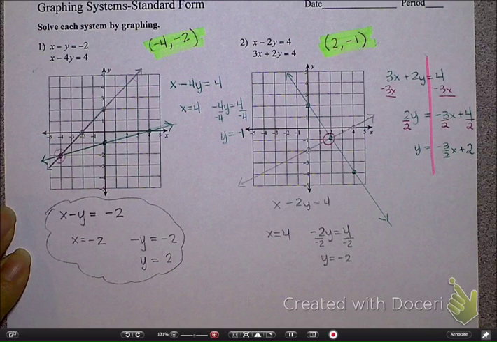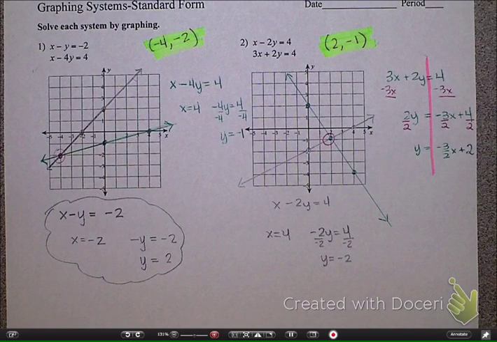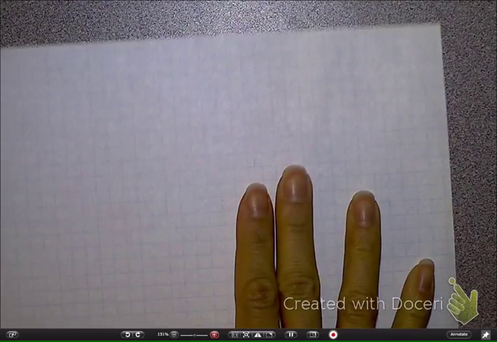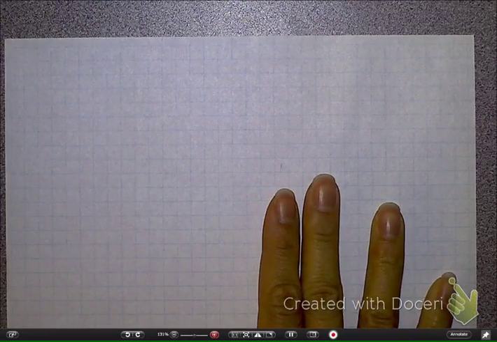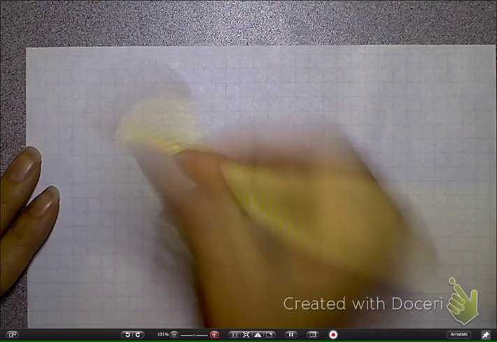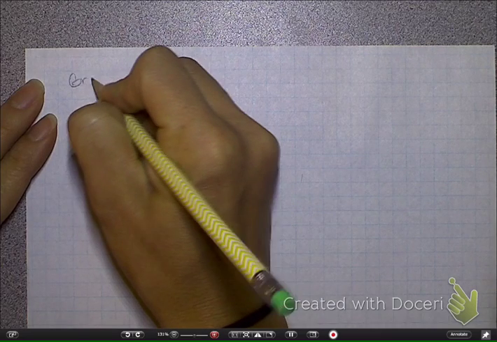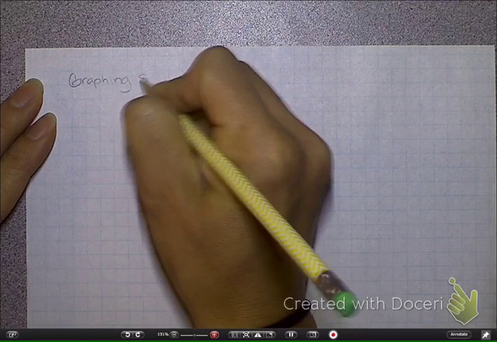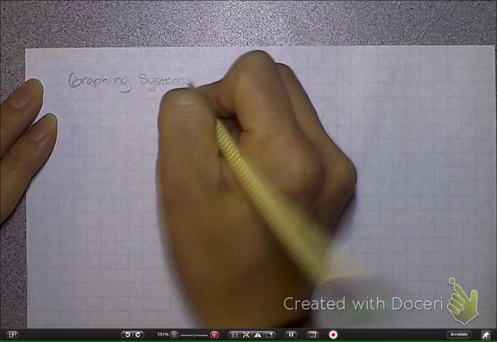So right now I'm going to give you a graph paper so you can practice with me. Okay, so the piece of graph paper I just gave you, you're going to do some examples on here. Okay, eventually it's going to get saved and it's going to go into your notebook, so don't throw it away. Okay, if you want, you can title the top of this Graphing Systems in Standard Form.